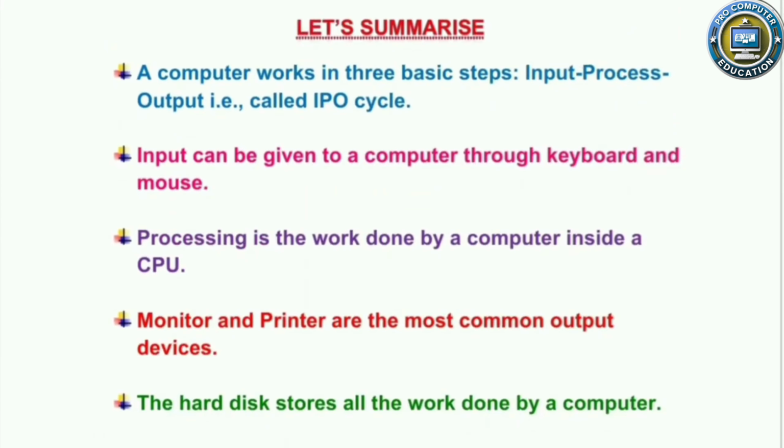Now, let's summarize. First, a computer works in three basic steps: input, process, output. That is called the IPO cycle. Next, input can be given to a computer through keyboard and mouse. Next, processing is the work done by a computer inside a CPU. Next, monitor and printer are the most common output devices. Last one is, the hard disk stores all the work done by a computer.